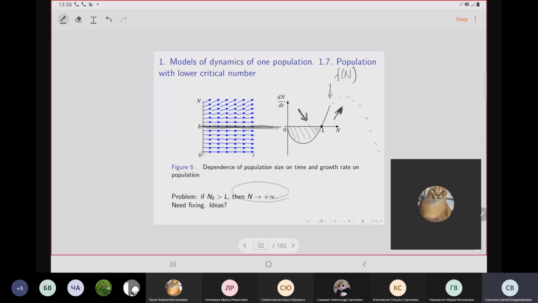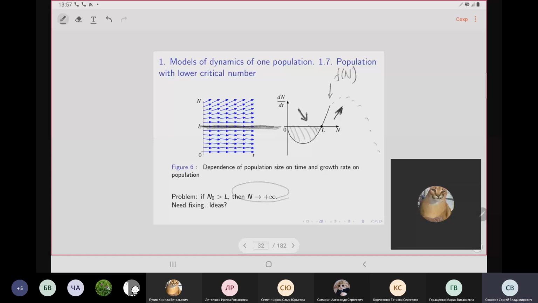So we need to add some new function to the right-hand side of the equation to get a decrease of the population at high density. And this model will be okay. This model will work.